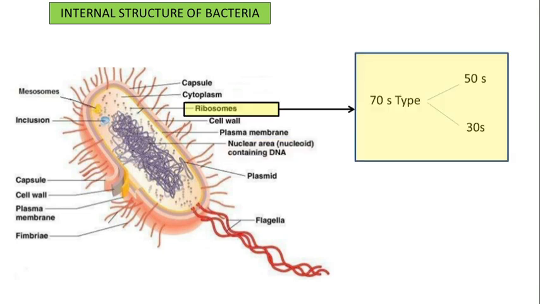The next important organelle of bacteria is the ribosome. Ribosomes are important because they help in protein synthesis. In bacteria we find 70S type ribosomes, which can be further divided into two units, 50S and 30S.